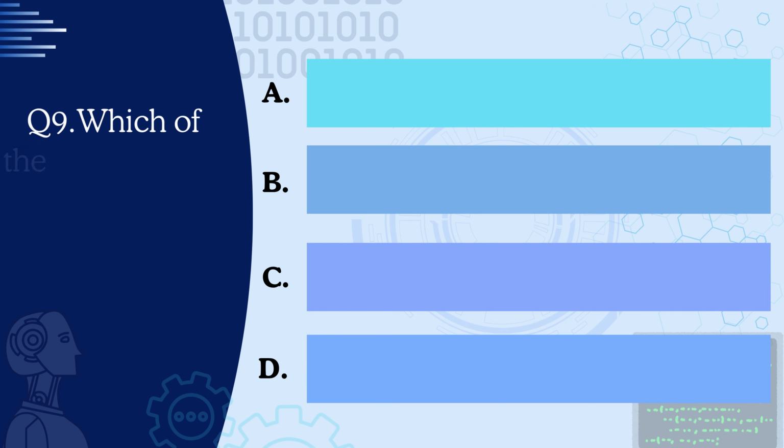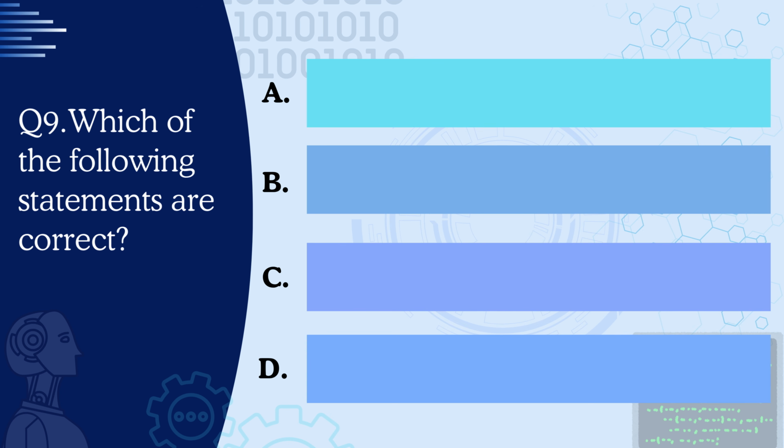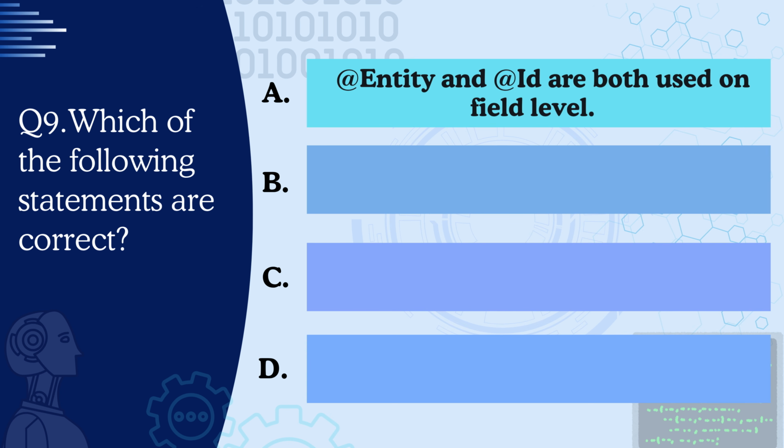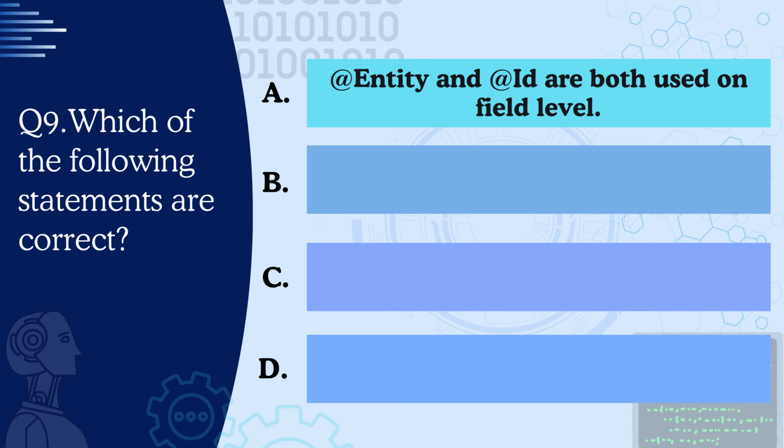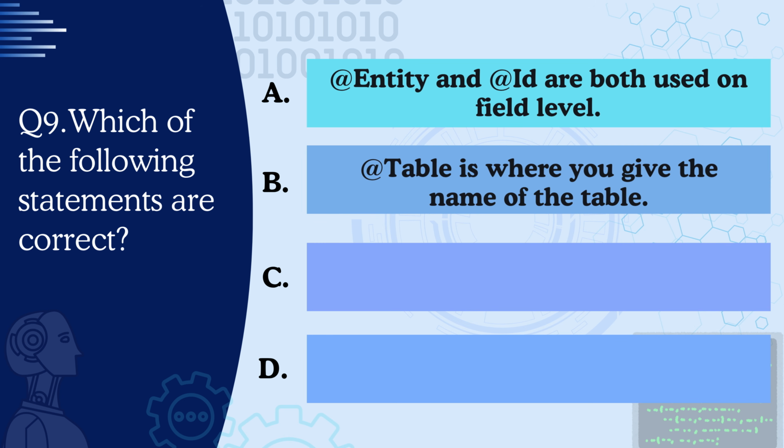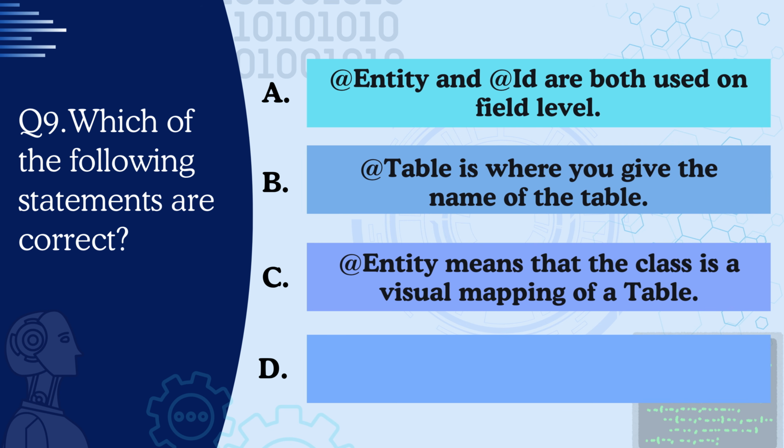Okay. Question 9. Which of the following statements are correct? A. @Entity and @Id are both used on a field level. B. @Table is where you give the name of the table with whom you want to map your class. C. @Entity means that the class is a visual representation / mapping of a table.